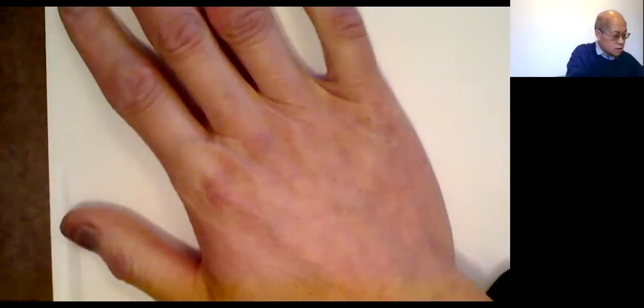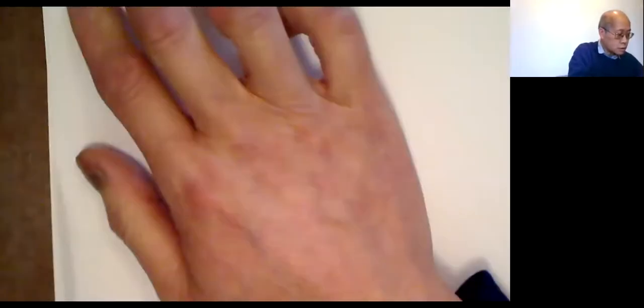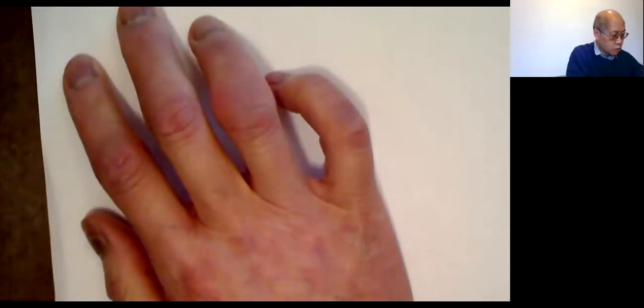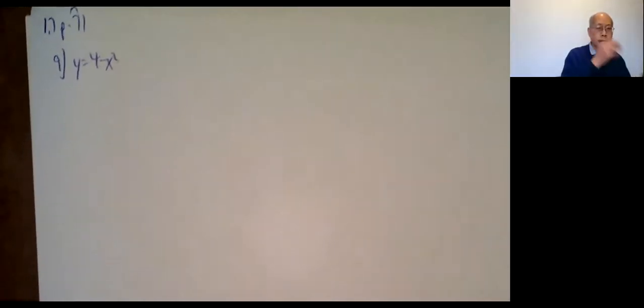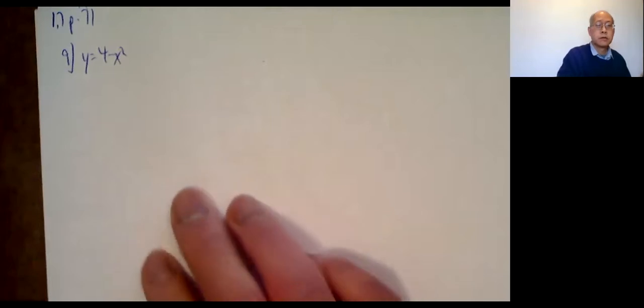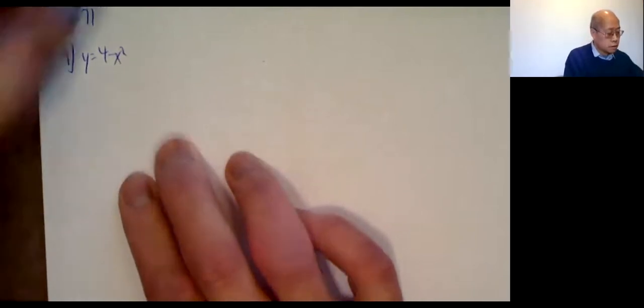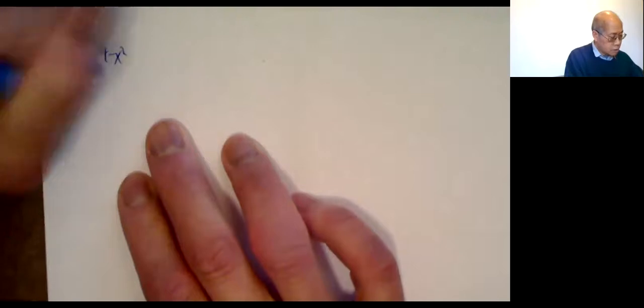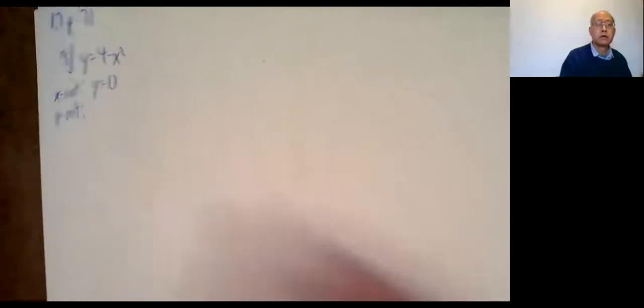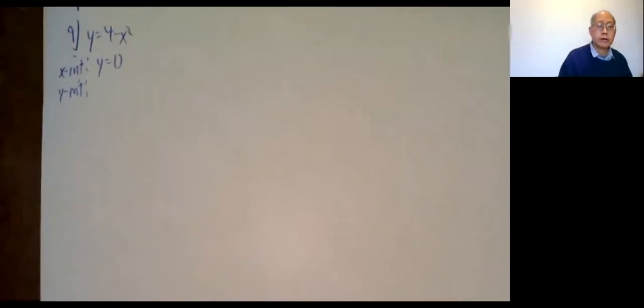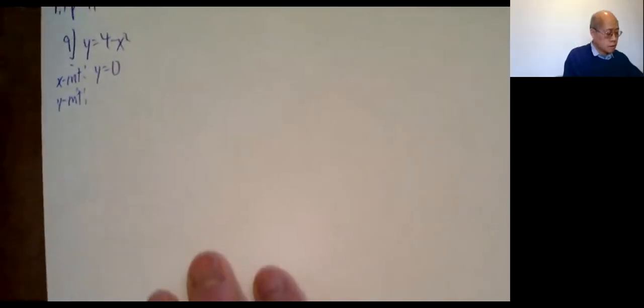This is 1.7, page 71. Number 9, y equals 4 minus x squared. What does it look like? Let's get intercepts. Recall x-intercept means y equals 0. Remember what x-intercept means? Y equals 0. What does y-intercept mean? X equals 0.